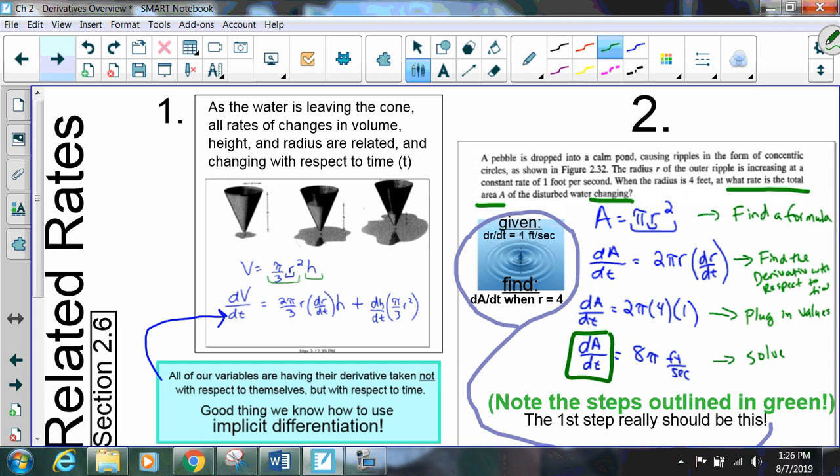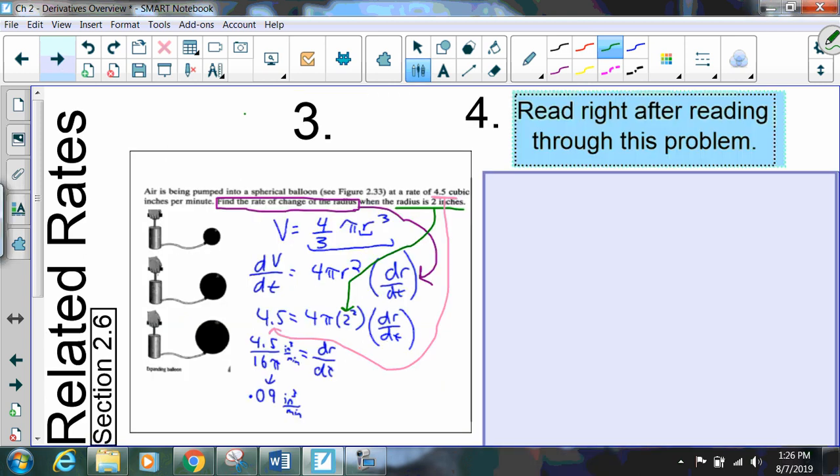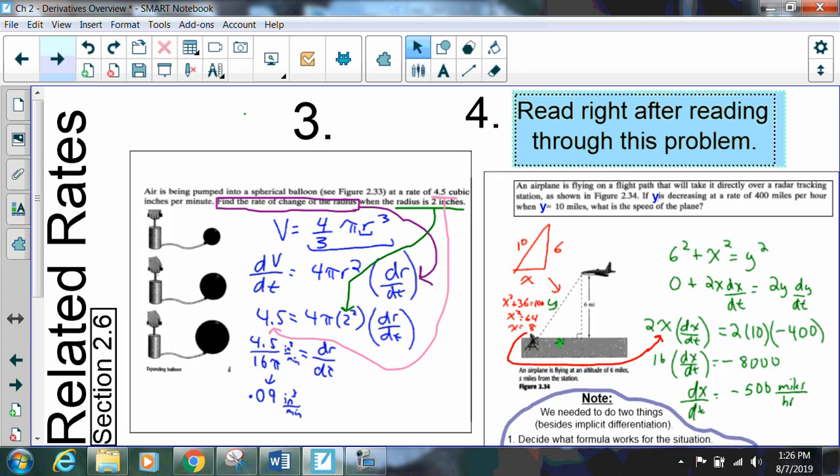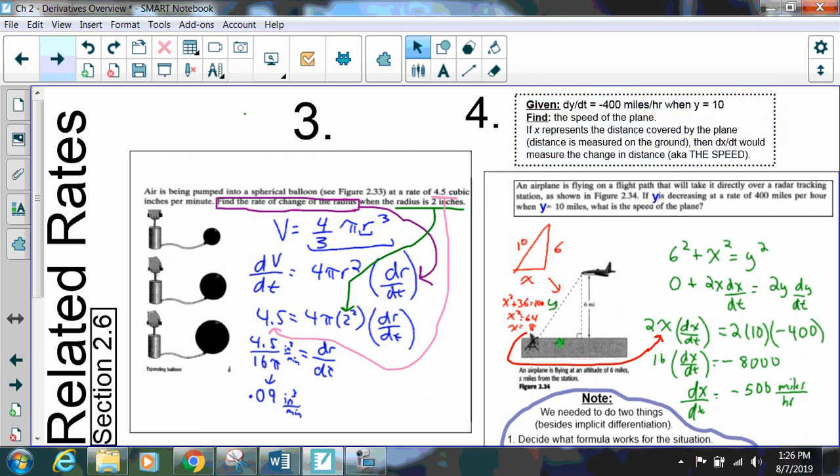All right, let's look at some more examples. Here we've got air being pumped into a spherical balloon. I did not do the given and the find, but I started with a formula, took the derivative, etc. Read through this problem, pause, read what the problem says, and let's see what I have behind this.